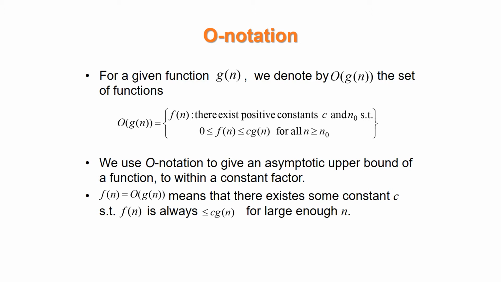We use O notation to give an asymptotic upper bound on a function, to within a constant factor. f of n equals O of g of n means that there exists some constant c such that f of n is always less than or equal to c g of n for large enough n.